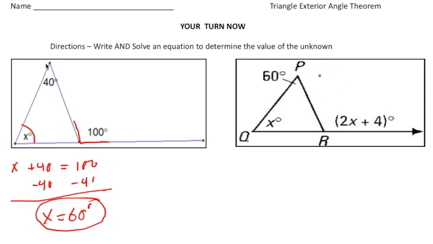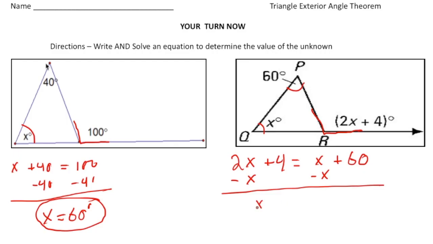The second one is a little more complicated because we know that this angle here is 2x plus 4, and that has to equal the x angle plus the 60 degrees. So our equation is going to be 2x plus 4 equals x plus 60. Now we need to solve for x. So I'm going to take away x from both sides, and we get x plus 4 equals 60. Now I'm going to take away 4 from both sides, so we get x equals 56.